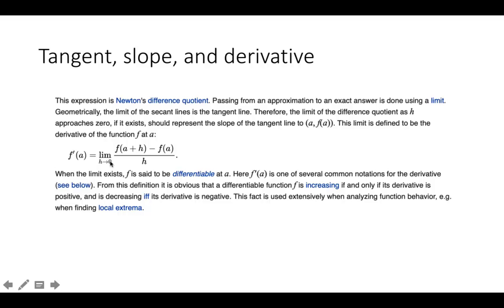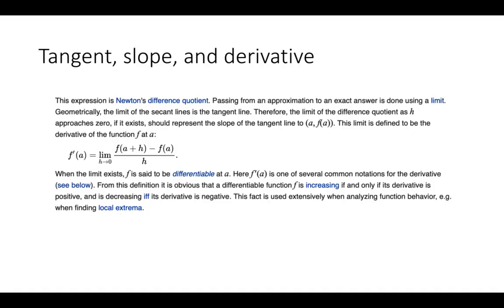Now, if the limit exists, then f is said to be differentiable at a, and f prime of a is a common notation. This is also sometimes written as df dA. A is usually x, so you would often see x substituted for a, and this being f prime of x or df dx. From this definition, f is increasing if its derivative is positive, and it's decreasing if its derivative is negative.